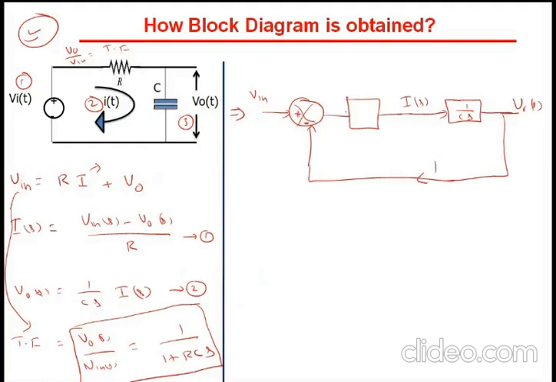So here, the signal is v in minus v naught. So what is I of s? V in minus v naught into 1 by r. So this is the equivalent block diagram for this electrical circuit.